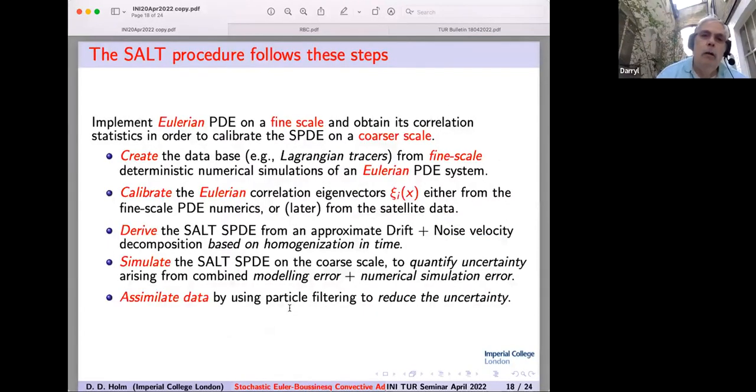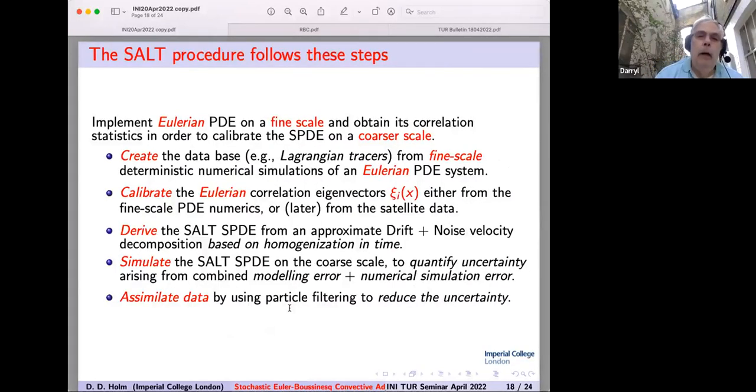Okay, so the SALT procedure then follows these steps. You begin by implementing some PDE on a fine scale, say the Euler equations. You obtain its correlation statistics. These are the EOFs and the C's at the coarse scale.